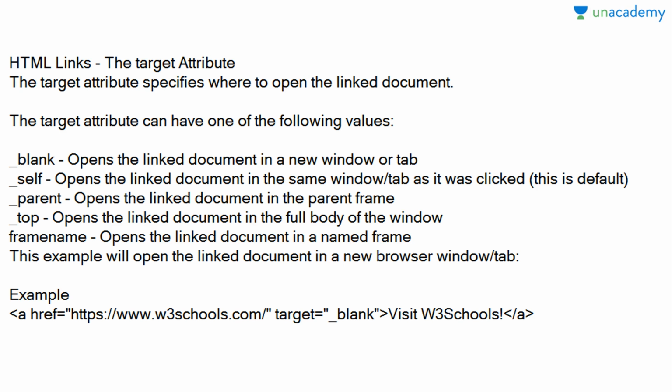targeted attributes. Targeted attributes has one of the following values. These are underscore blank opens the link document in a new tab. Underscore self opens the link document in the same window. Underscore parent opens the link document in the parent frame. These are in frames. Underscore top opens the link document in the full body of the window. And then frame name opens the link document in the named frame. These are the 5 examples of how you can target your link and what are the attributes that you can set for the link. A simple example of this is given here.